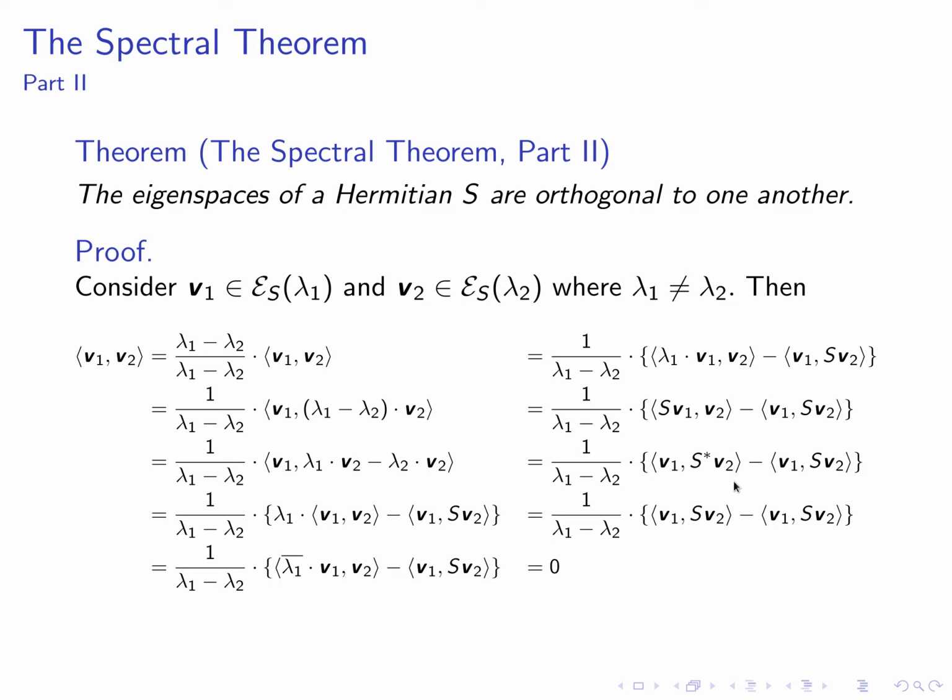So once again, we started with an expression, which in this case was V1 inner product with V2, and we wrote down a bunch of equalities, and we ended with the number 0. So this is our successful argument that if we choose two eigenvectors coming from different eigenspaces, their inner product is guaranteed to equal 0, which ultimately means that our two eigenspaces are orthogonal to one another. So this concludes the second part of the spectral theorem. The eigenspaces of any Hermitian matrix are orthogonal to one another.